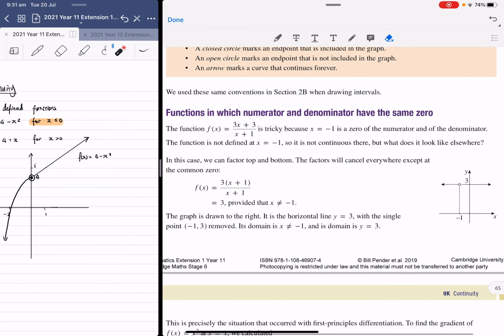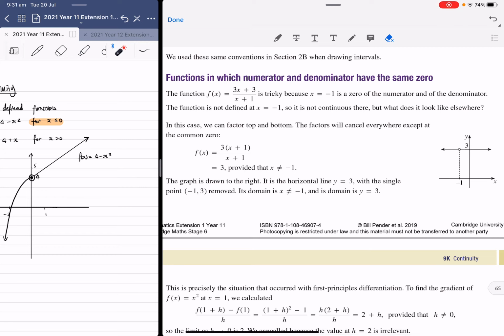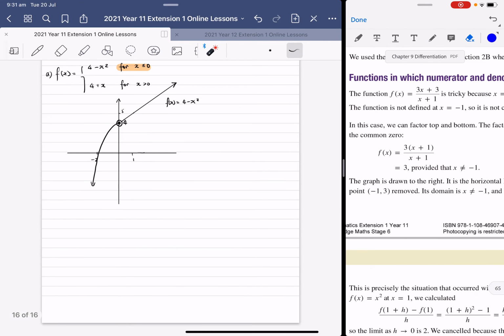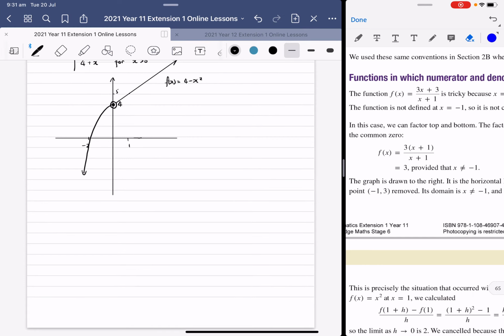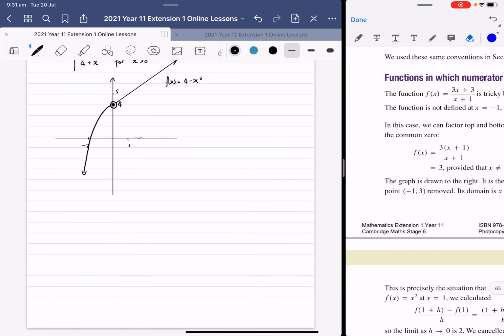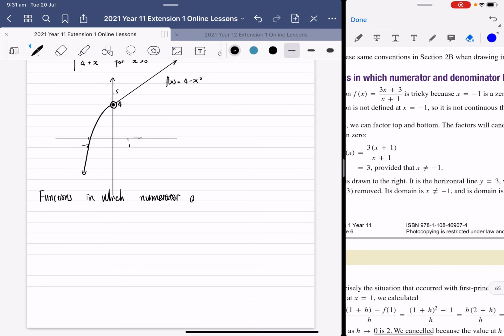Okay, so the next concept that you need to understand is we can have a function whose numerator and denominator have the same zeros, and this becomes a bit tricky, so I'd like to show you an example. I think I mentioned that before, about a function in which the denominator and numerator have the same zeros. You should be able to recognize this question when I show you the examples here.